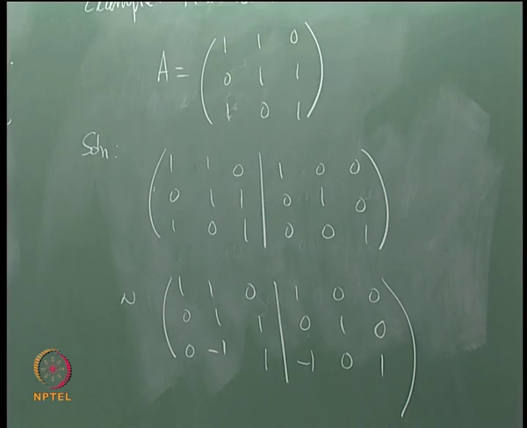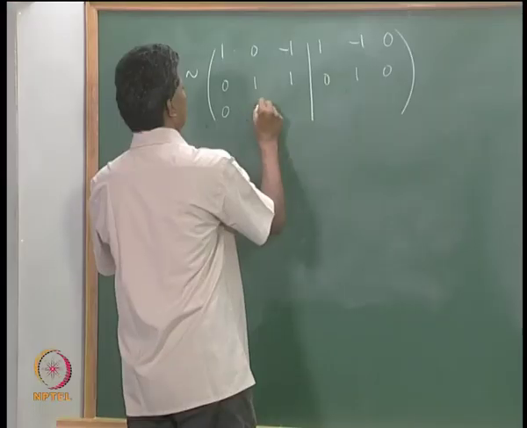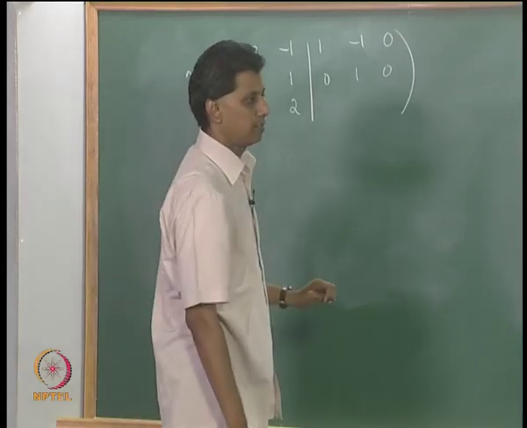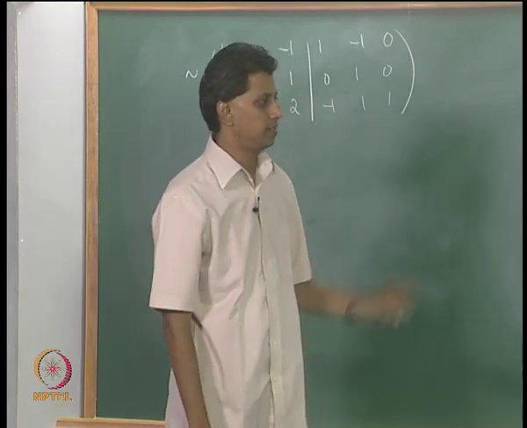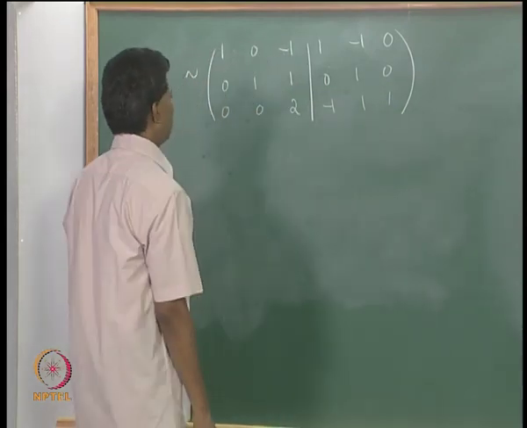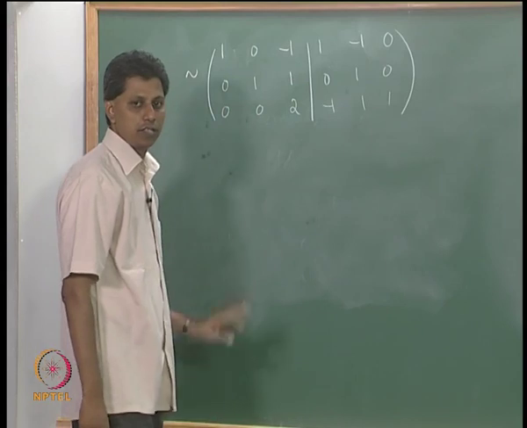So to get 0, 0, 2, I add the second and the third rows, minus 1, 1, 1. I add the second and the third rows. Next step is divide by 2. I will do that here itself.